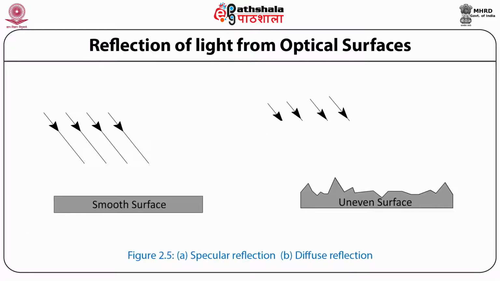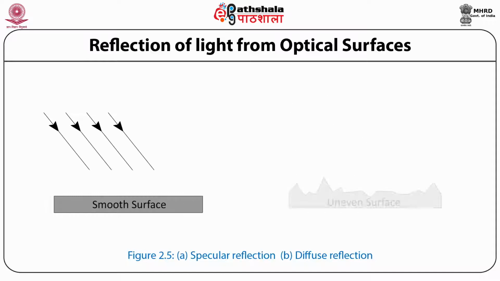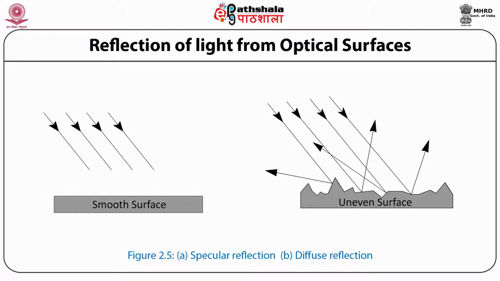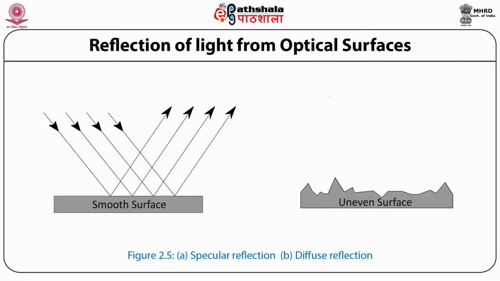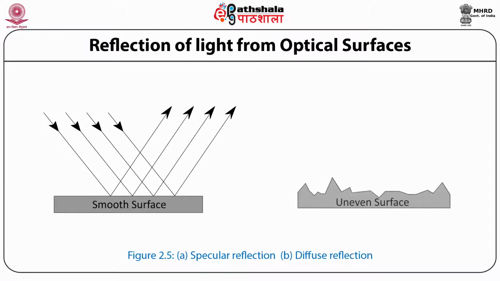So, in the study of geometrical optics, smooth surfaces give rise to specular, which means regular, geometric reflections, and rugged, uneven surfaces give rise to diffuse, meaning irregular, reflections. These things can be viewed from the given figure. In the first part, you have the smooth surface, and in the second part, you have the uneven surface.